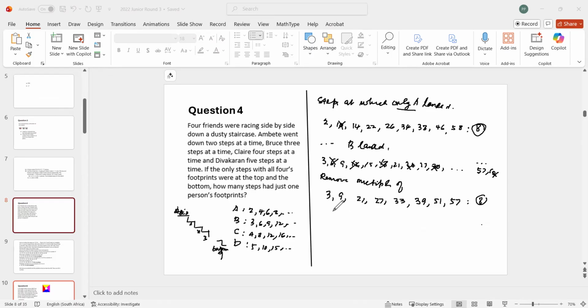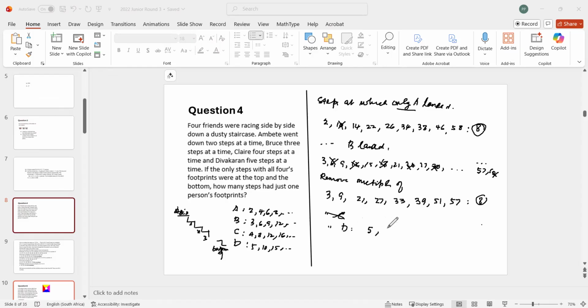Now you remove the ones that C landed on. Okay, C is multiples of 4. We've already taken care of that. Okay, we removed all the even ones. Okay, and now if you look at D, the steps on which only D landed, they'll have to be, okay, we can do it straight away. It mustn't be multiples of 2, 3 and 4. Only multiples of 5. So we don't have to take the even multiples.